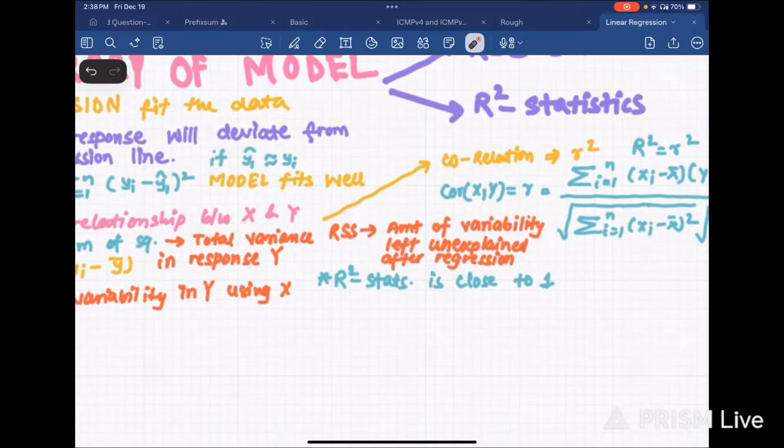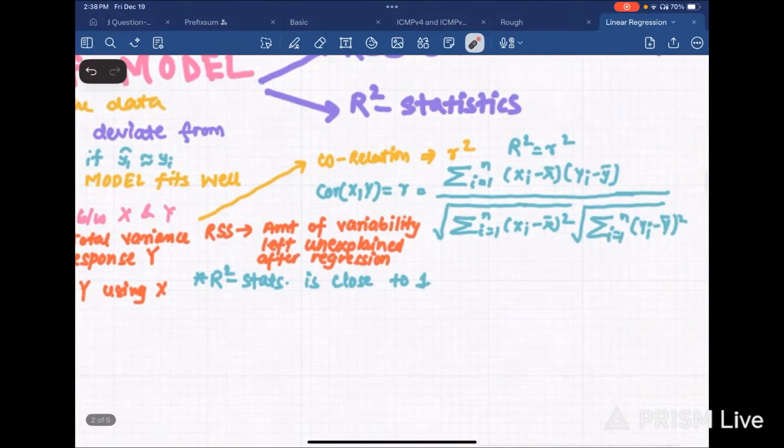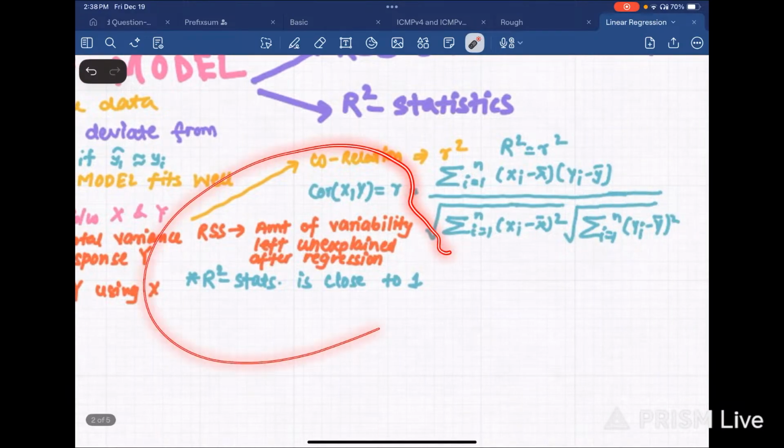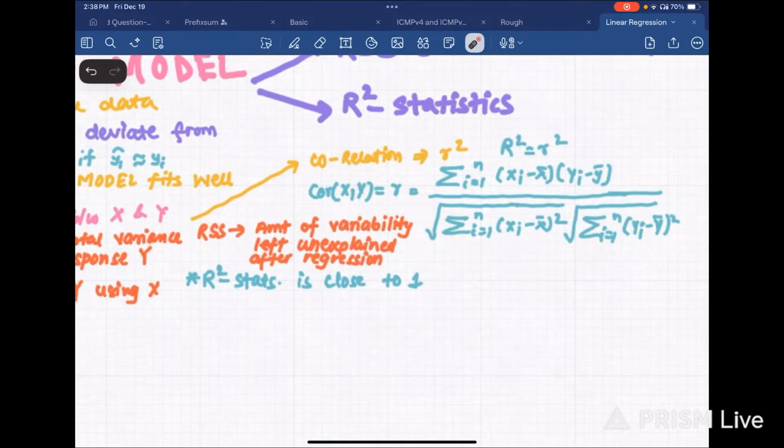R square statistic is close to 1 when it implies this. R square is going to be between 0 and 1. When it is close to 1, it indicates that a larger portion of the variance is explained by the model, so more accuracy. If it is closer to 0, then a smaller portion of the variance is explained.